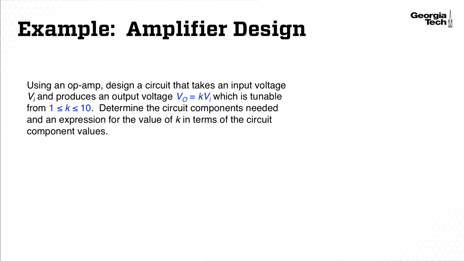Let's look at an example where we want to design an amplifier circuit to take an input voltage and put it in a different range of output voltage. For this example, we want to take an input voltage VI and produce an output voltage that's a gain K times VI. And we want that gain K to be tunable from a value of 1 to 10. So we want to think about what circuit components are needed, and then find an expression for this gain in terms of the circuit component values that we use.